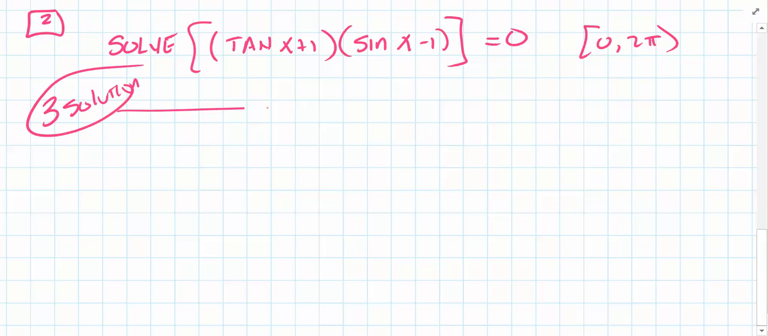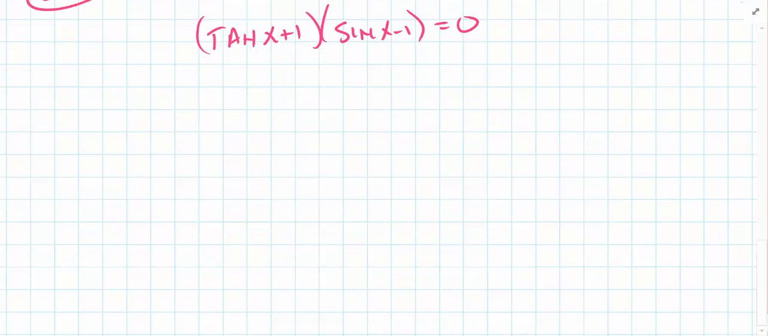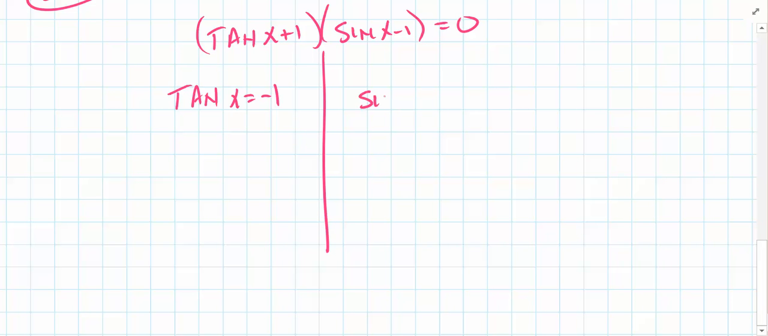And we're looking for those 3 solutions on that interval from 0 to 2 pi. There might be others. We'll get there. So here we go. How about (tangent of x plus 1)(sine of x minus 1) equals 0? We're going to use the same trick, the zero product property. So this says tangent of x equals negative 1, and this says sine of x equals positive 1.